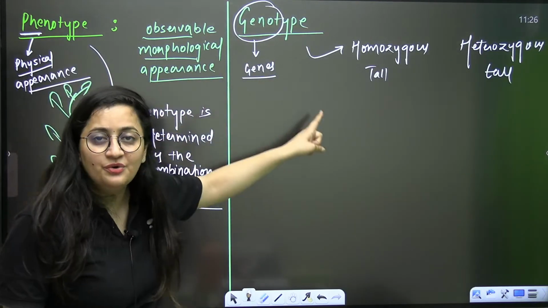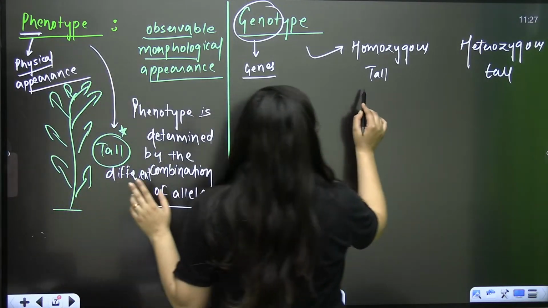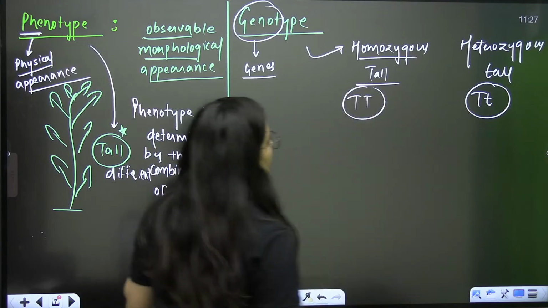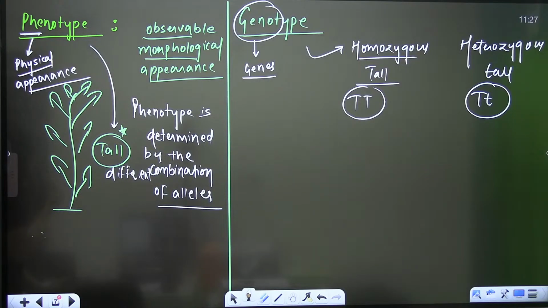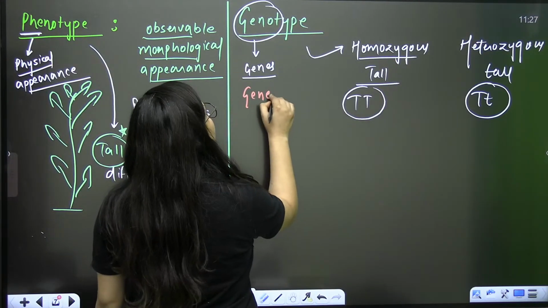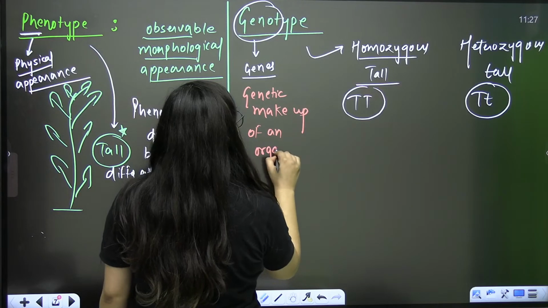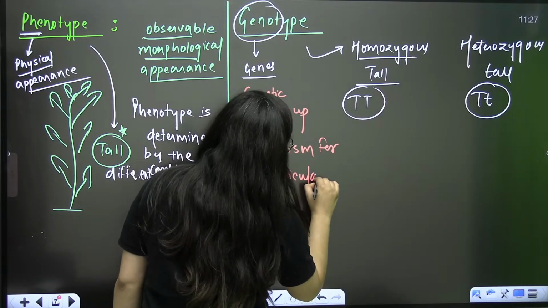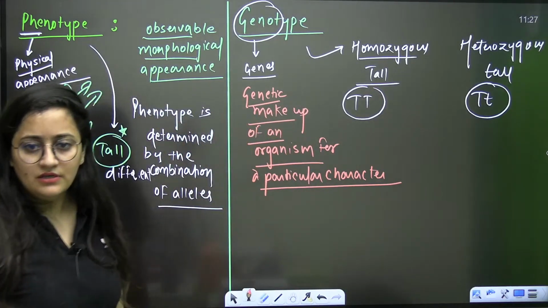But when you are talking about genotypes, you are being very specific. You want to talk about that pair. I am looking at this plant. I know two conditions are possible, either capital T capital T or capital T small t. When I focus on such things, I am talking about the genotype. So it is the genetic makeup of an organism for a particular character. Is that clear? Yes, everyone. This is what genotype is.